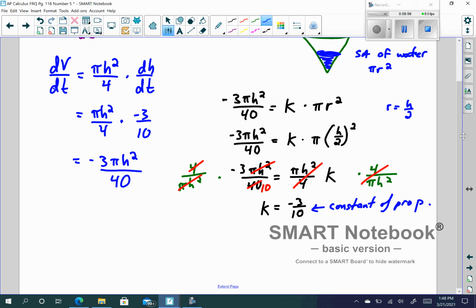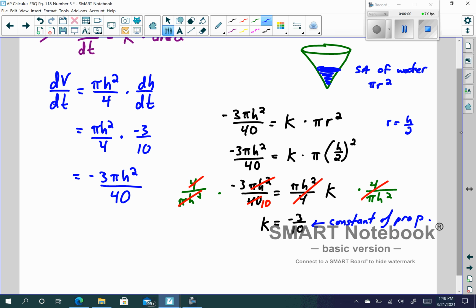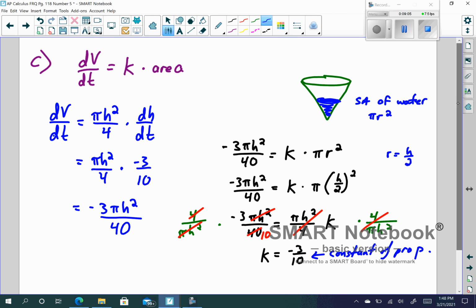And I kind of showed this backwards. But what you want to show is that if we go back up here, we would be able to factor out a pi r squared and then show that that's area. But this process is going to be good enough that we're showing, and we could work backwards. If we found that constant of proportionality first, then we would be able to substitute it back in here and show that dV over dt is going to equal -3/10 times the area.